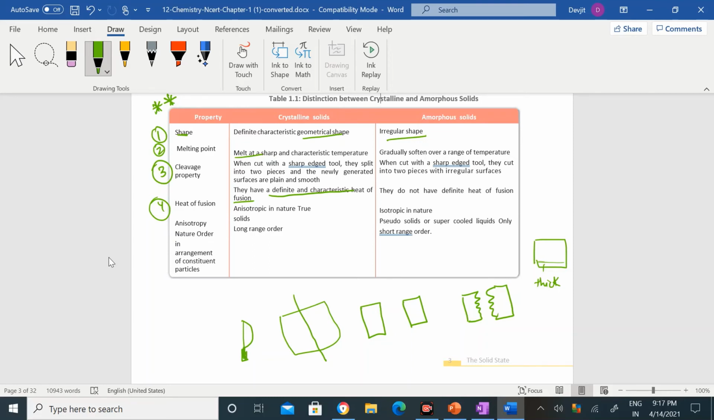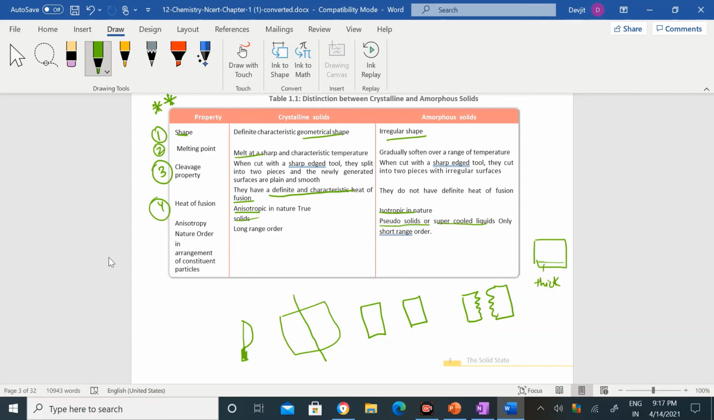And isotropy we just now discussed. Crystalline is anisotropic and amorphous is isotropic. Okay. Next, crystallines are solid in nature. Amorphous are pseudo-solids or supercooled liquids. Why? Because they flow, but very slowly. That's why this term is used.